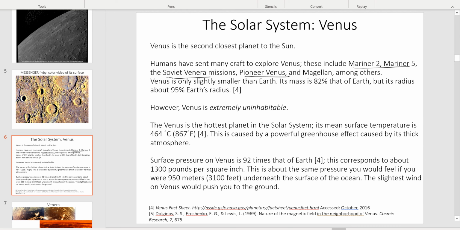And Venus is actually nearly the same size as Earth. In terms of the radius, it's very close to Earth. It's about 95% of Earth's radius, but its mass is about 82% that of Earth.